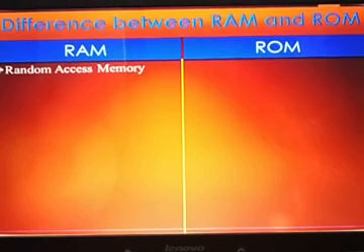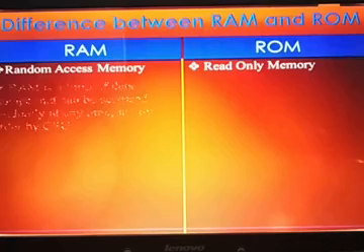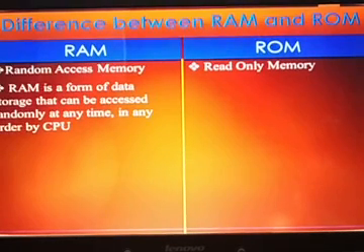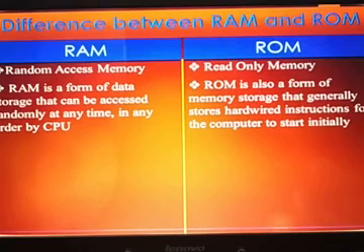RAM stands for random access memory. ROM stands for read-only memory. RAM is a form of data storage that can be accessed randomly at any time, in any order, by the CPU. ROM is also a form of memory storage that generally stores hardwired instructions for the computer to start initially.